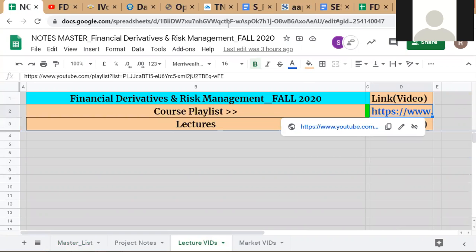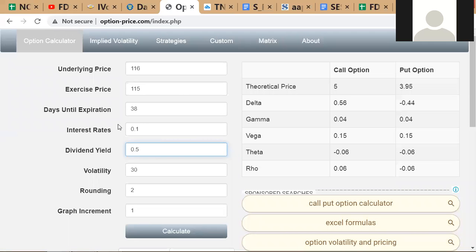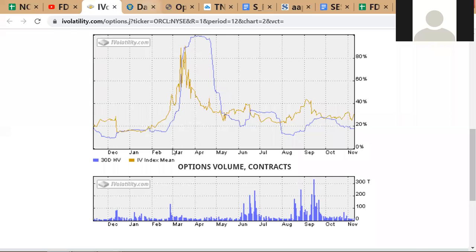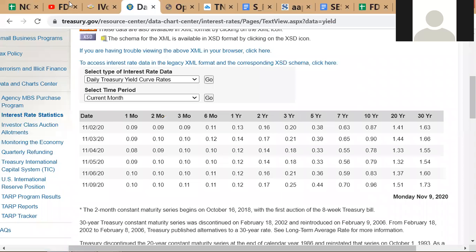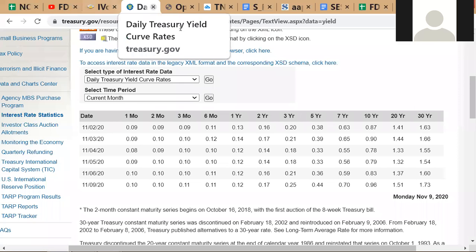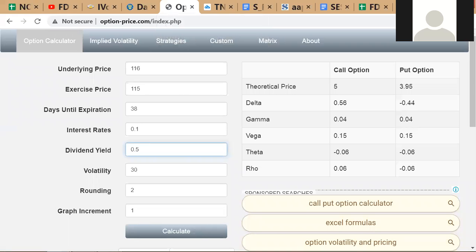So I'll come back to Siddharth's question. For the short question of where to find the input here, the answer is you go to the US Treasury website, find the maturity and enter the value. That's one. Number two, dividend yield. You go to Yahoo Finance or any other place.